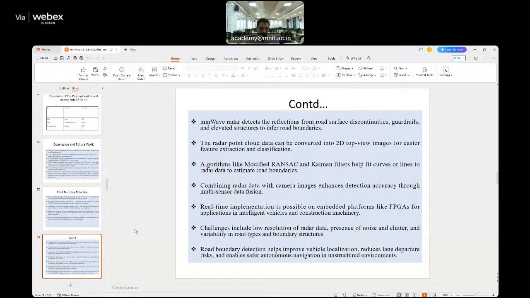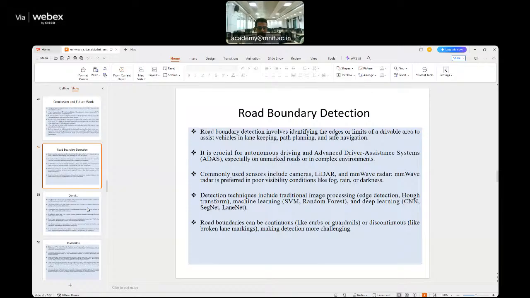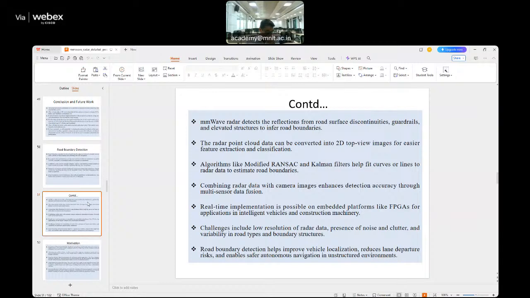Now we continue with the next part. After the road boundary detection, please be clear in that context what we are seeing: how can our automatic vehicle go ahead. In that context, the boundary is important. Now we move forward. How does the MM-wave radar detect it? It detects the reflections from road surface discontinuities, guardrails, right? You would have seen it there. It detects elevated structures to infer the road boundary. What is the role of the road boundary? It has to keep the vehicle within that limit. The radar point cloud data can be converted into 2D top view images for easier feature extraction and classification.